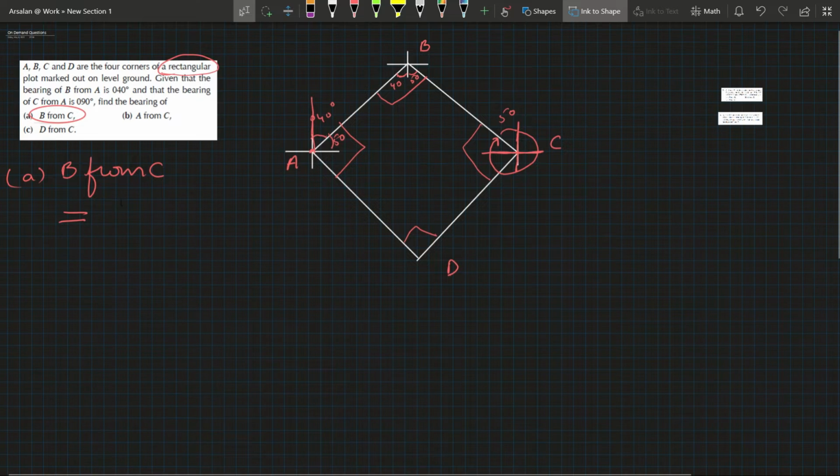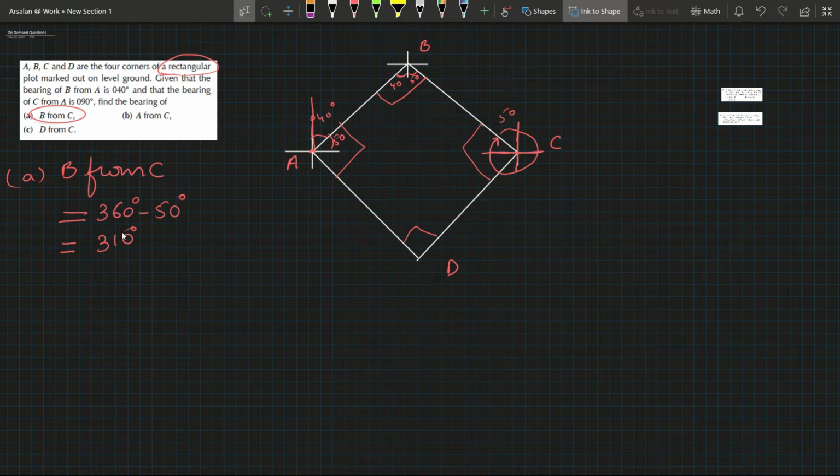B from C is equal to, you can see that it is 360 minus 50. You can check the bearing lecture in my previous video if you want to have a clear concept. Right now I'm just solving the question for the students who had problems in these questions, right? So in the A part I have my answer 310 degrees.